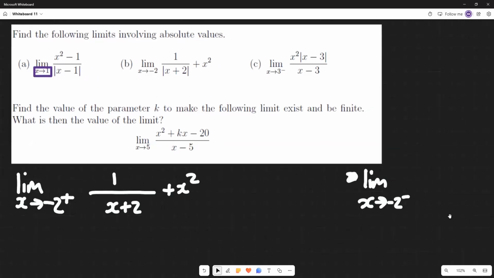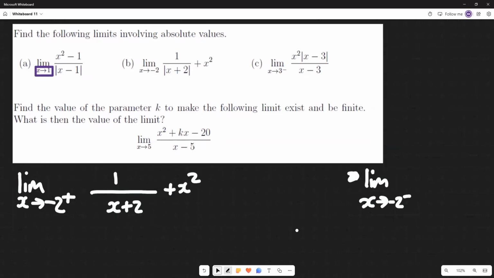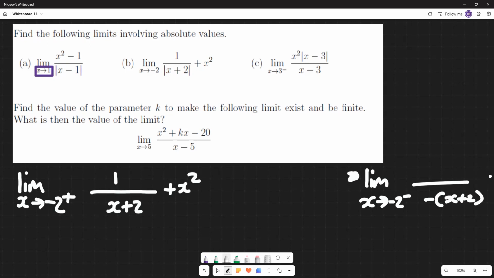Now let's check this side. If it's negative, the absolute value becomes negative, so we're coming from the left. So it's negative x plus 2. The rest that does not have an absolute value will stay the same.